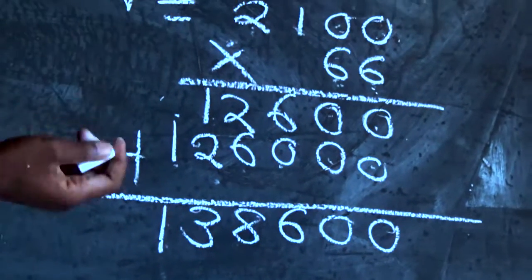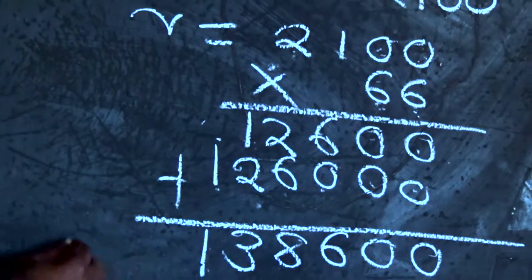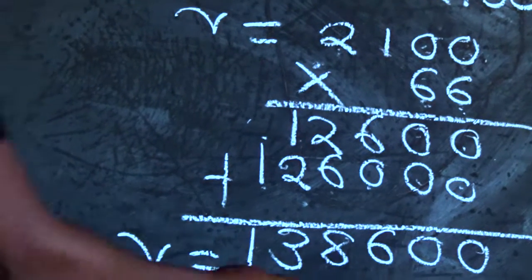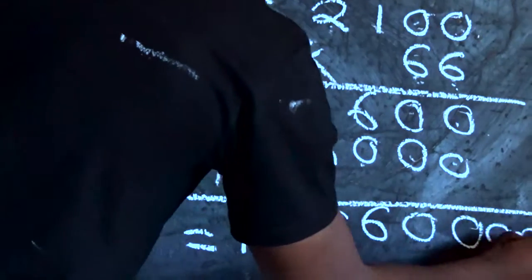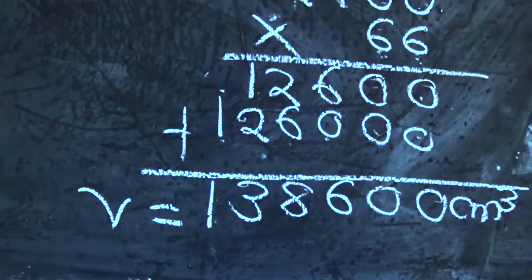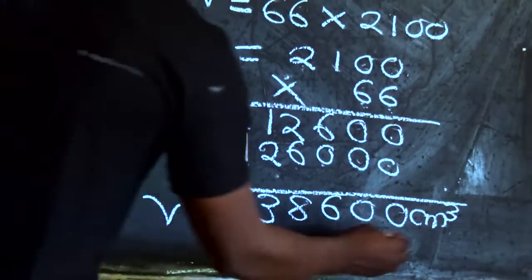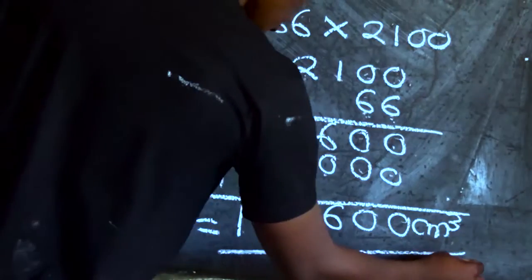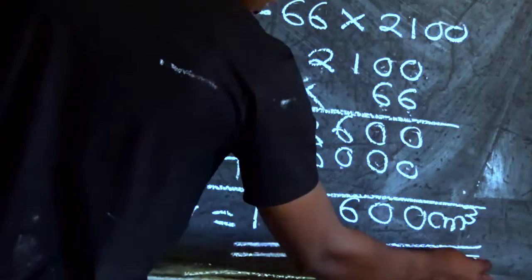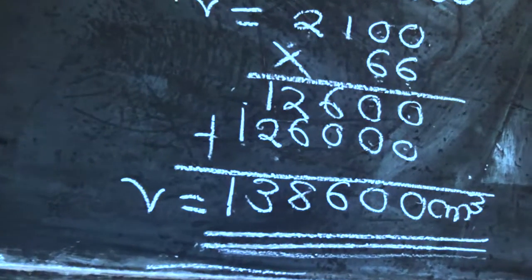Then this we are calculating volume. We say volume is equal to this, cubic what? Centimeter. Are we together? Yes. Are we together? So this is our answer. This is our answer. Okay?